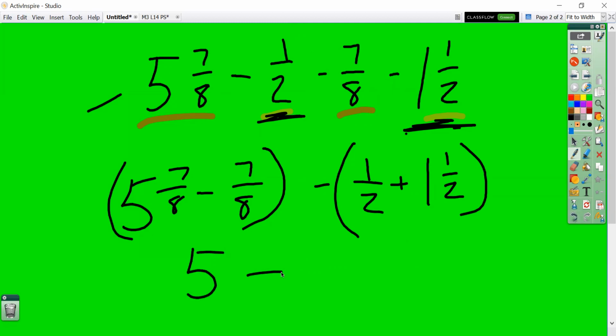And then if we think over here, 1/2 plus 1 1/2. Well, if we add the halves together, we get another whole. And then we get 1 plus 1. So we're really saying this problem is 5 minus 2, which we know is equal to 3 wholes.